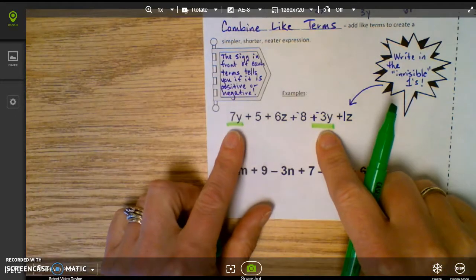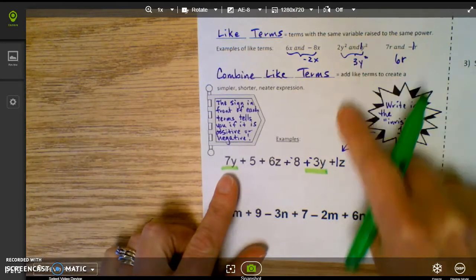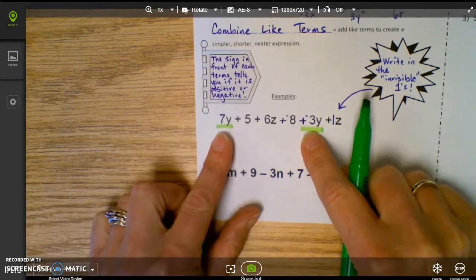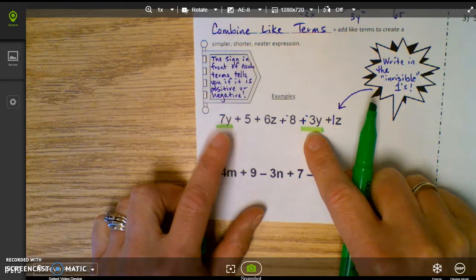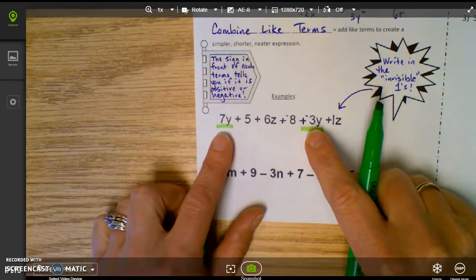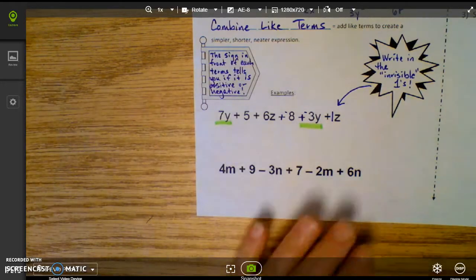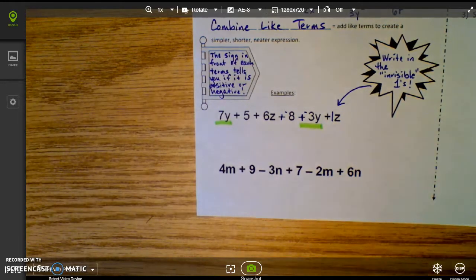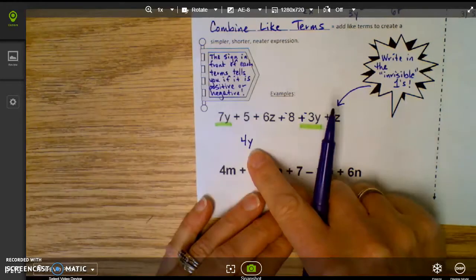Because if you highlight those two terms that are considered like terms, remember they have the same variable raised to the same power, it means we can combine them. We can add them together. So we need to know 7y's plus negative 3y's. Think about it like yo-yos. 7 yo-yos plus negative 3 yo-yos is going to be 4 yo-yos. So it's always a good idea to combine them step by step and then record your answer down below.